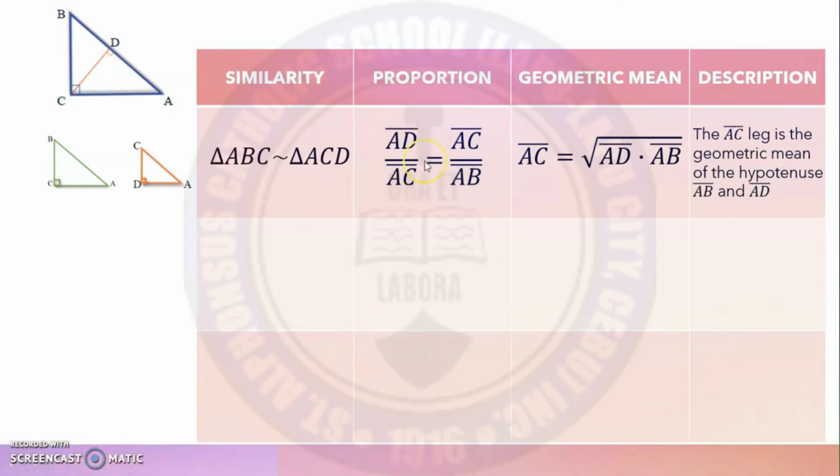AC, which is the leg, you will write opposite to each other in this one, and in one proportion is AD, which is the segment adjacent to the leg, or nearest to the leg, and the whole hypotenuse AB. So this is now the formula: AC equals the square root of AD times AB.